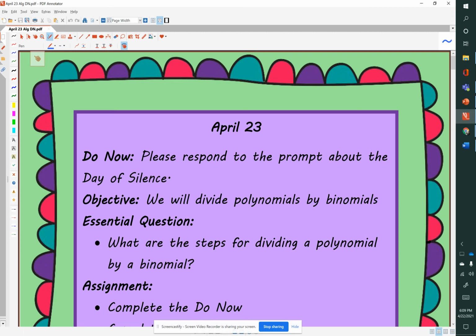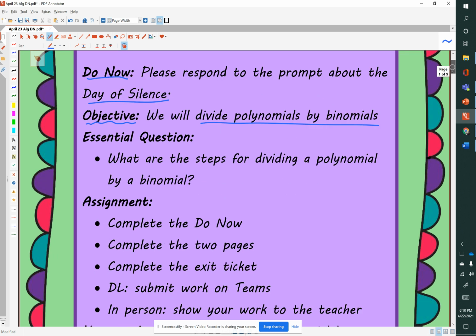We have a new skill today. We're going to be dividing polynomials by binomials. But first we'll respond to the do now about the day of silence. Our essential question: what are the steps for dividing a polynomial by a binomial?